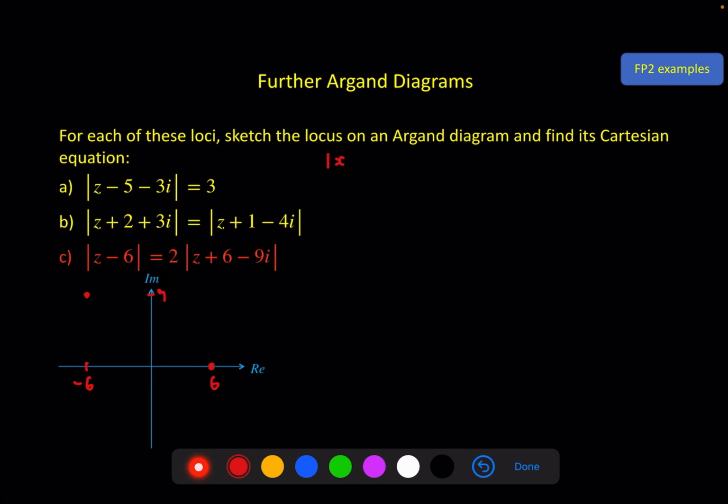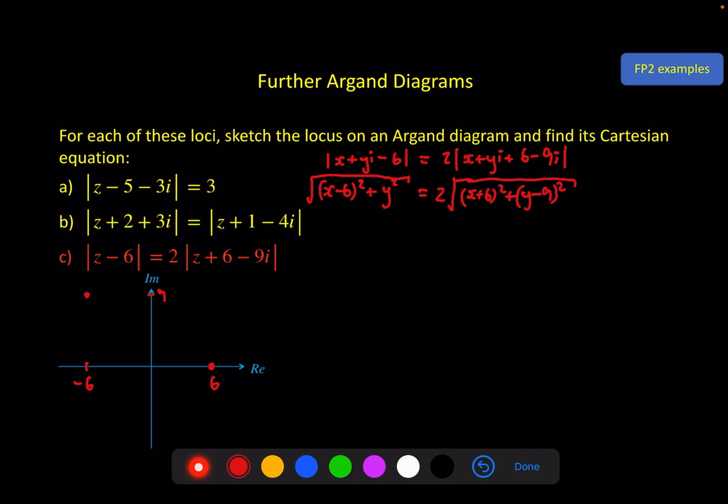So what we've got is |x + yi − 6| on the left is equal to 2|x + yi + 6 − 9i| on the right. Group the real and imaginary parts. So we've got the square root of (x − 6)² + y² to get rid of the modulus, is equal to 2 times the square root of (x + 6)² + (y − 9)², and then square everything, remembering that 2 in the middle needs to now become a 4. Expand the brackets at the same time.